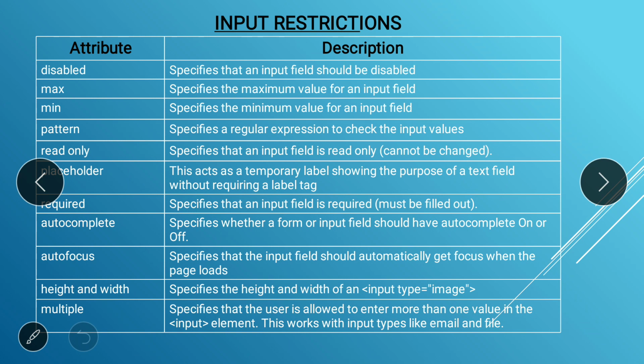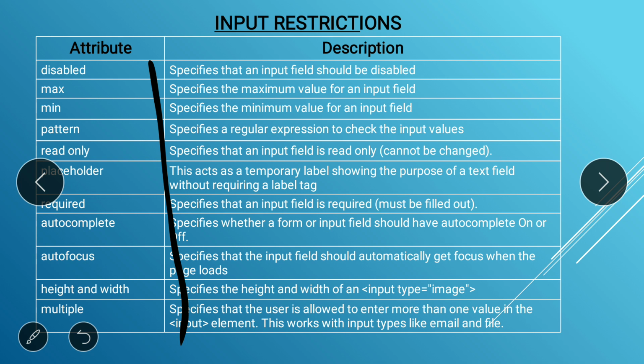So this is nothing but the input restrictions. We learned about the input tag and its values, right? Now here we learn about the input restrictions. Students, you can see that these are nothing but the attributes of the input tag. One attribute we already learned is the type attribute. We also learned about the name attribute and the ID attribute. These are all attributes of the input tag.